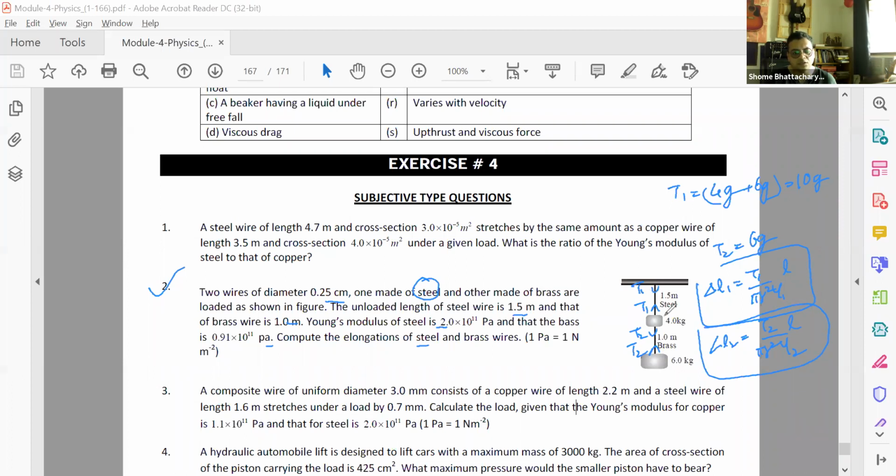Just have to understand that the tensions are different and the Young's moduli are different, as are the natural lengths. So these are also going to be L1 and L2. But what is common for them is the radius. That's the only thing which is common. The diameter of the wire, so the radius. Okay, so hope this question is clear.